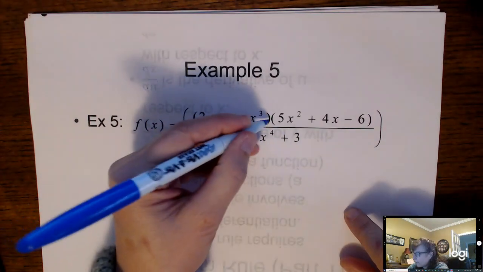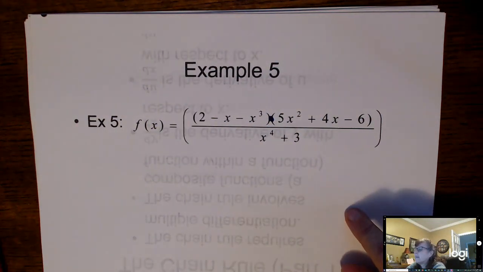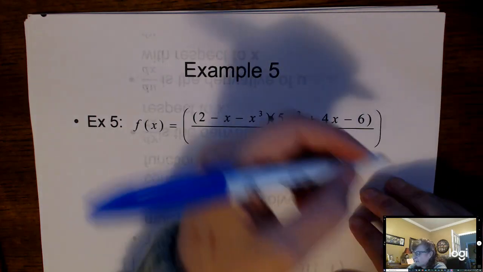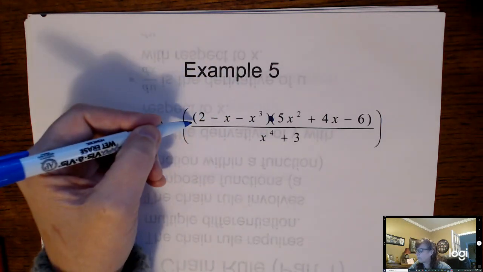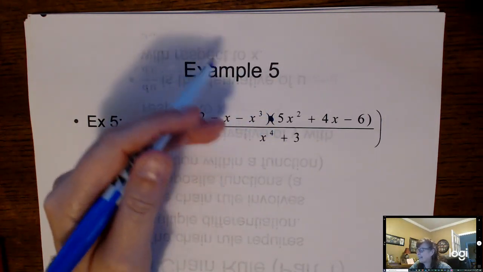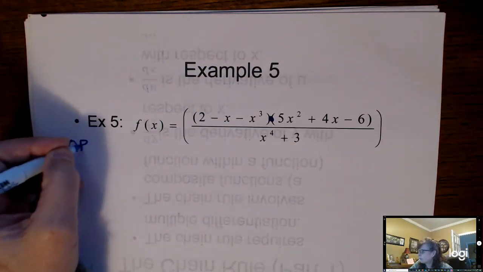You've got a product right here, but you also have a quotient. And so you have to decide what to start with. This horizontal division is a grouping symbol. So that kind of helps you see that this time you have a product inside a quotient. So you would want to start this one with the quotient rule.